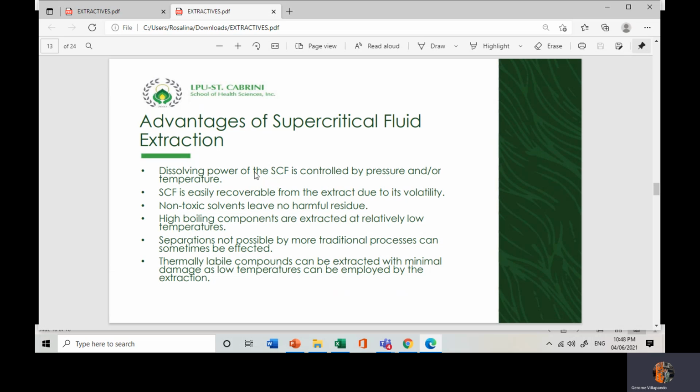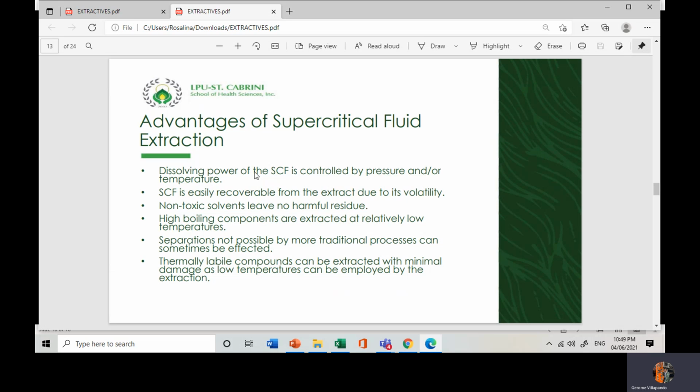So, advantages of supercritical fluid: dissolving power of the SCF is controlled by pressure. The SCF is easily recoverable from the extract due to its volatility. Non-toxic solvents leave no harmful residues. High boiling components are extracted at relatively low temperature. Separations not possible by more traditional processes can sometimes be effected. Thermally labile compounds can be extracted with minimal damage as low temperatures can be employed for the extraction.